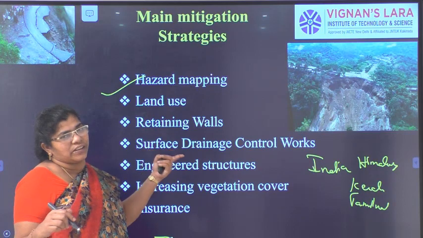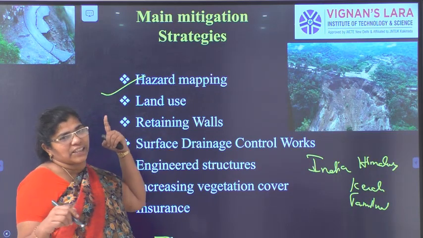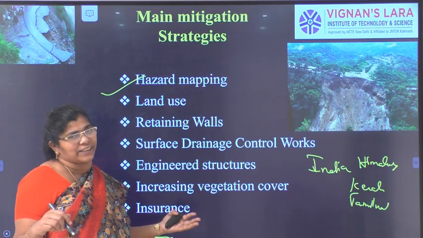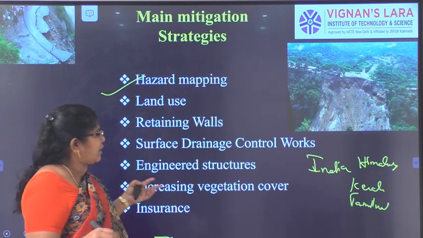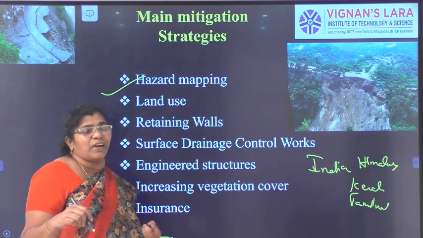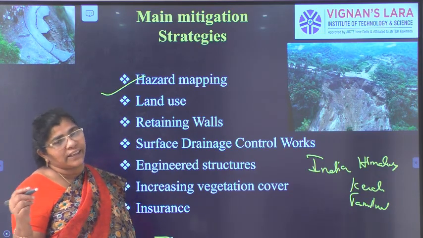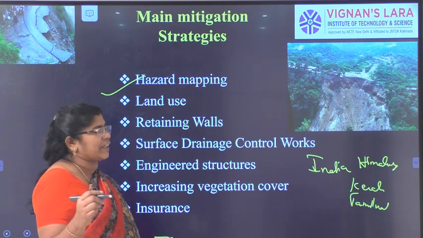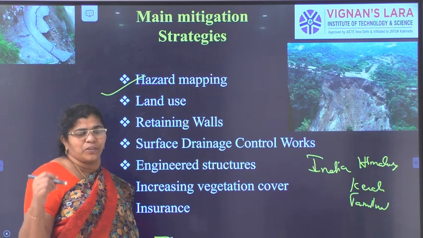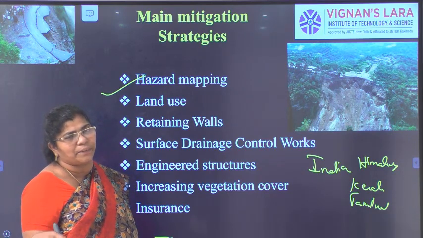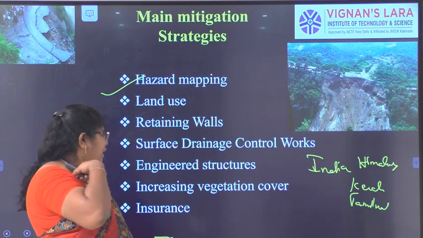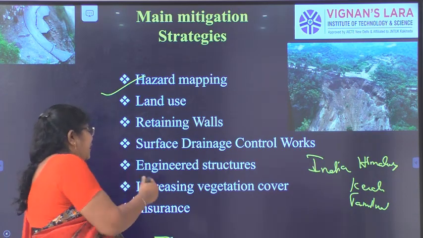Then retaining walls. If the retaining wall is constructed properly, we can somewhat prevent it. If the retaining wall is not constructed, then we have to go in for the construction of a retaining wall. Surface drainage control works. We have to know how the drainage system is going, right? If we are going in for a surface drainage system, it is good. If you are going for an underground drainage system in a landslide area, then we are disturbing the entire underground drainage systems.